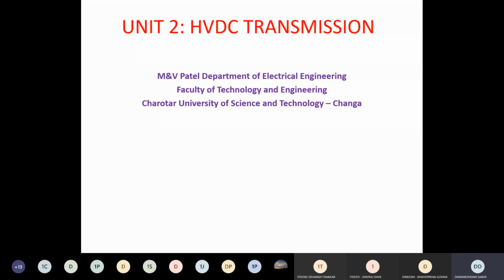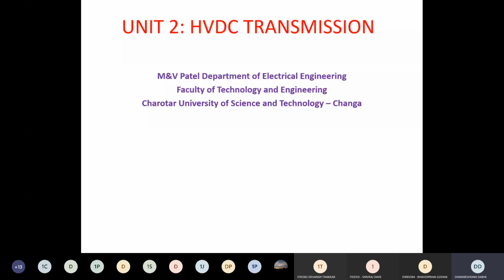Some of them we already discussed, like skin effect and Ferranti effect, power flow control. Clear. Another major concern is the stability. So if you know the equation of active power transmitted in the transmission line, P is equal to V1 V2 sine delta divided by X. I think all of you know this equation. Clear. V1 V2 sine delta by X.